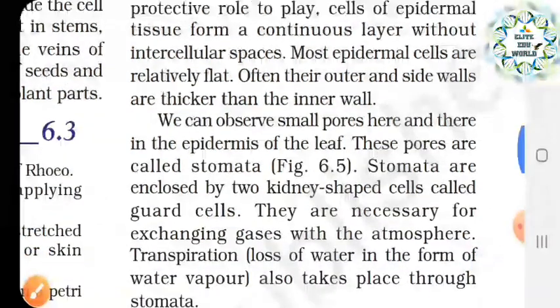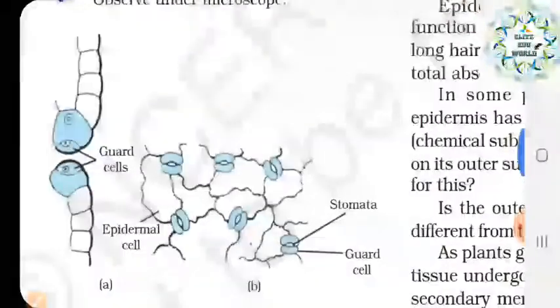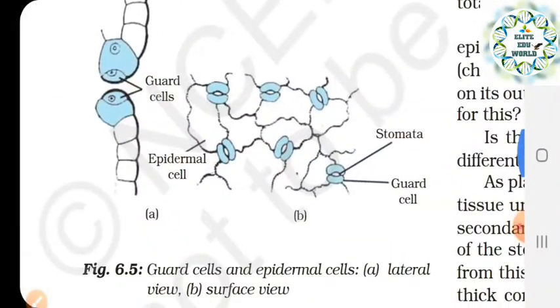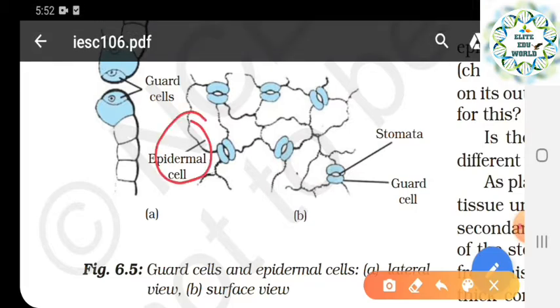So here is the arrangement of how it looks, and we can observe the small pores here in the epidermis of the leaf. When you see this slide one more time, first of all we have just discussed the epidermal cells here. These are the epidermal cells, but there are tiny holes. That is called stomata, right? And the function of stomata, we have already discussed in our previous classes.